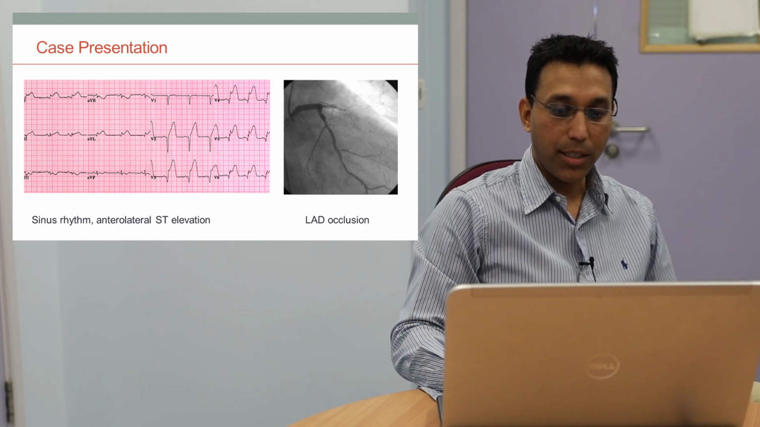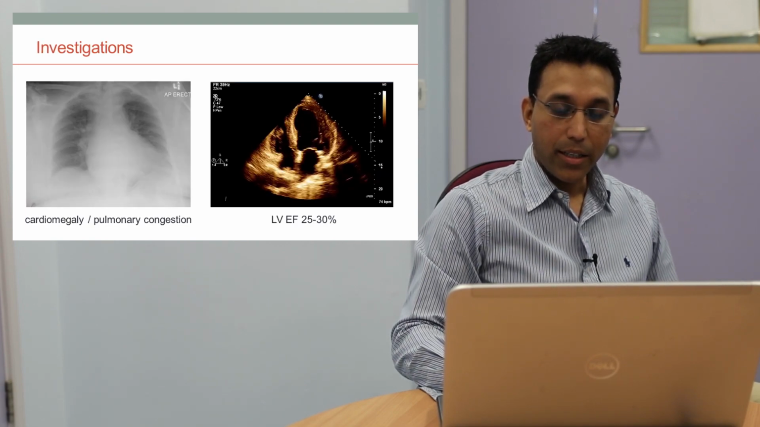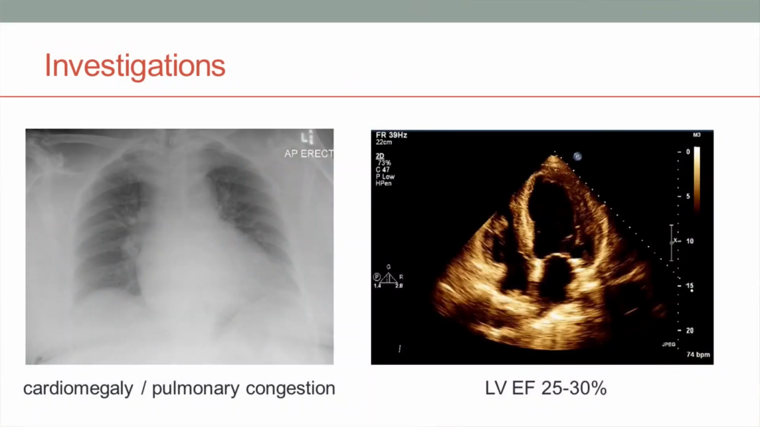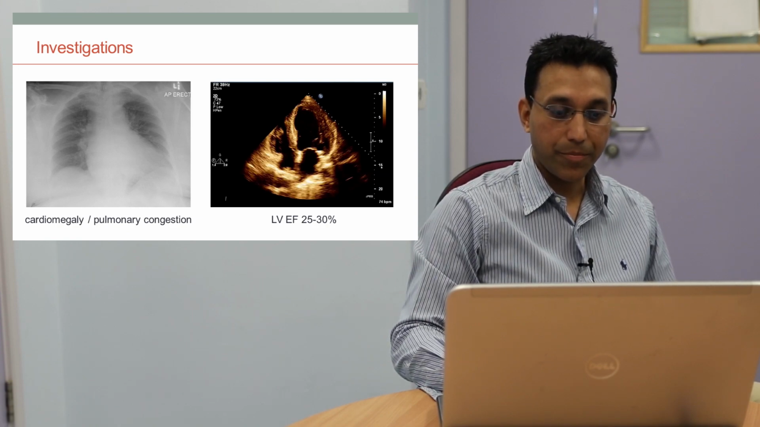about 140 minutes. Now, following on from PCI to the LAD, she went on to have a chest X-ray, which you can see shows cardiomegaly and pulmonary congestion. And also an echocardiogram which confirms severe left ventricular impairment with ejection fraction of about 25 to 30% and a mildly dilated ventricle with mild left ventricular hypertrophy and mild mitral regurgitation.